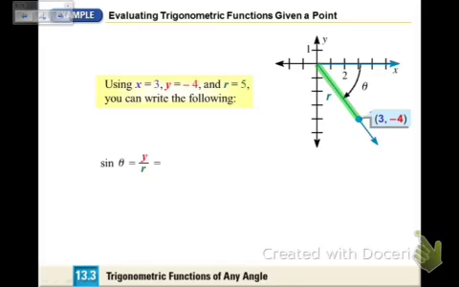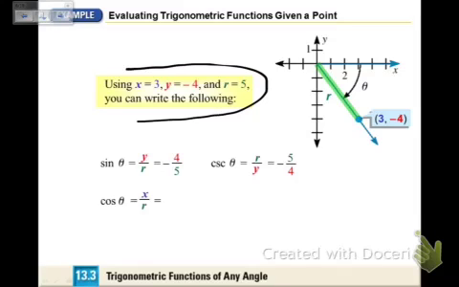So now I can write the following. The sine of theta is y over r, or negative 4/5. That makes the cosecant r over y, or negative 5 over 4. I'm just plugging those in, x, y, and r, from right up here. Okay.